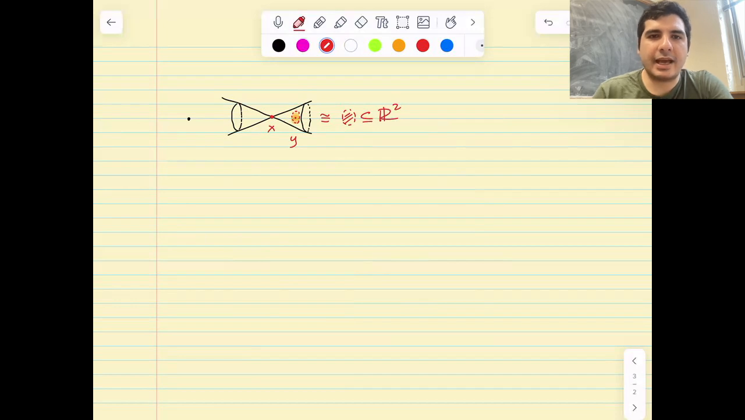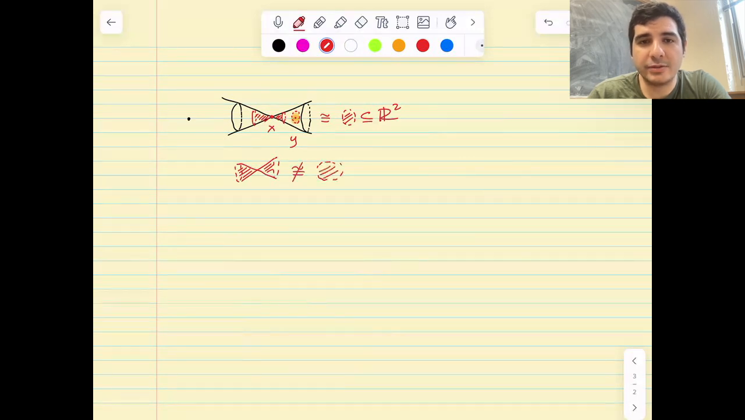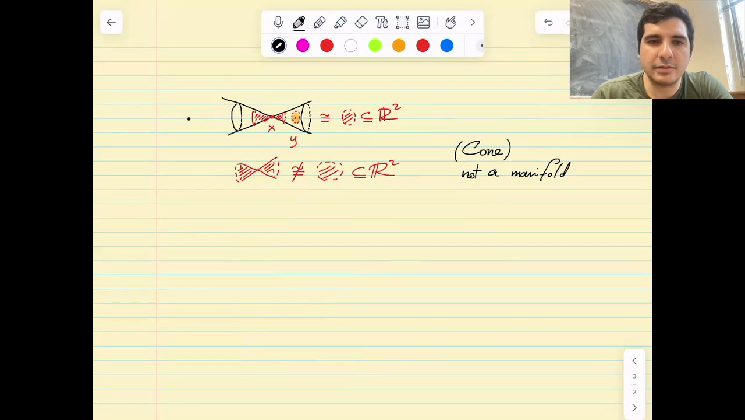But if you look at the point x, it is again a point of singularity in the sense that if you look at the small neighborhood around x, what we would get is this shape, which again looks like another cone. And it is not similar to an open neighborhood in R2. We can prove this a bit more rigorously later, but just on the intuitive level, this seems clear. So this is not a manifold, again, because x is a point of singularity. So this cone is not a manifold.